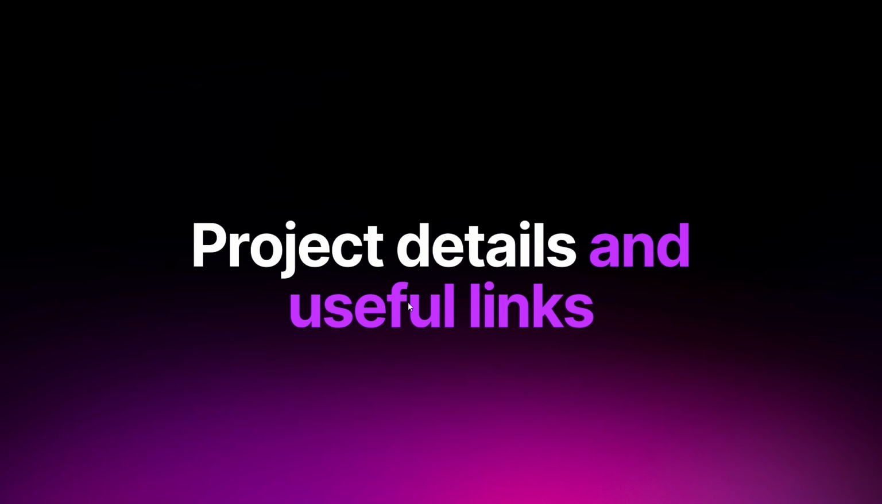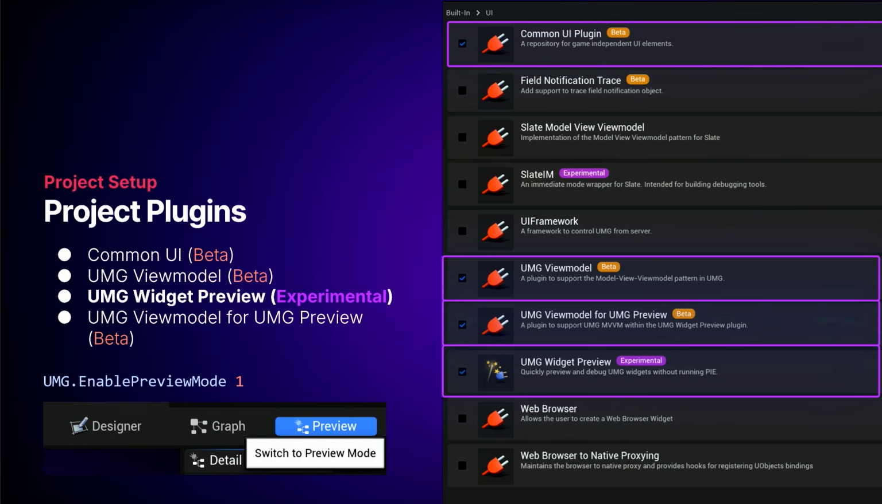So with that, we're going to go into the project details and useful links part, and we'll kind of end it there. My project setup that I've been using for this was Common UI plugin, UMG view models, which I'll go way more elaborate than the other talks. The UMG widget previewer, very experimental. It crashes quite a bit. But if you've wondered how I've gone from design view to graph view to preview view, that is using UMG Previewer with this enable preview mode set to 1. So if you're curious of how I've been swapping back and forth and seeing all that, that is one thing there.